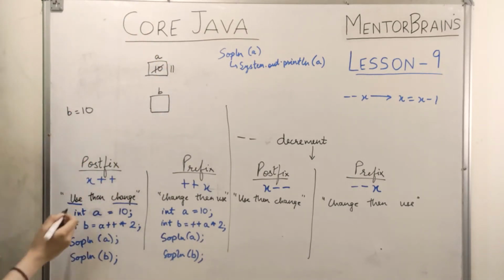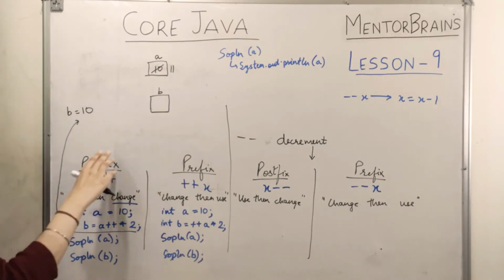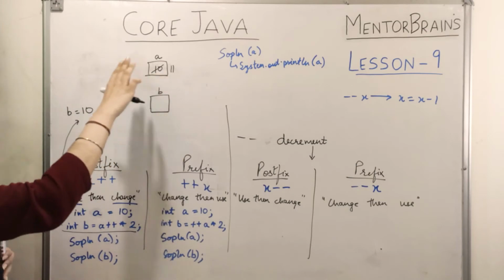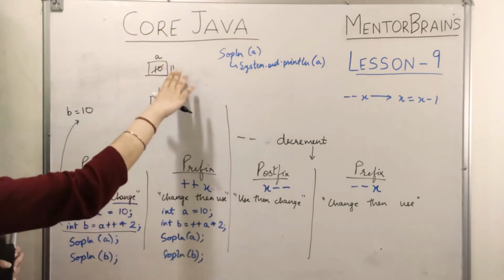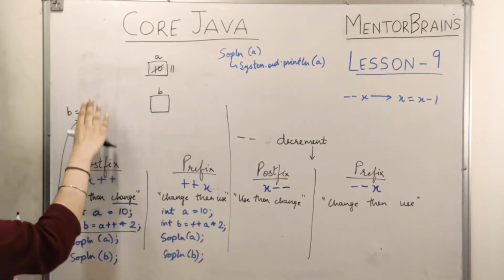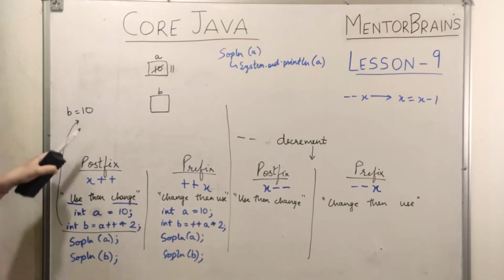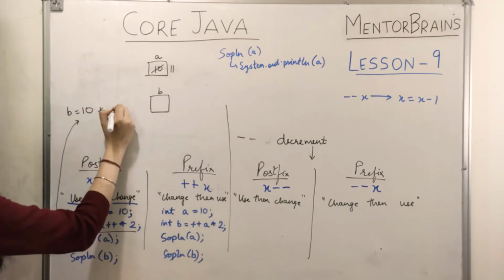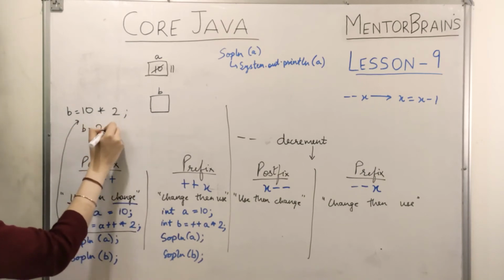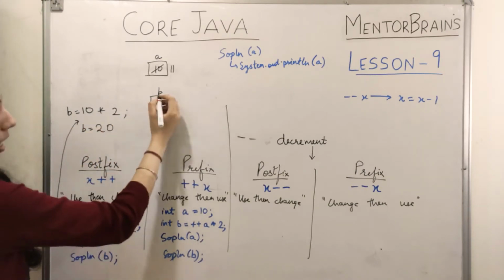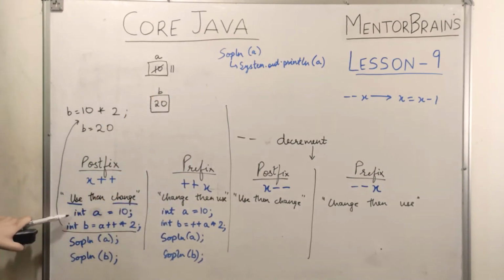But when I'm executing this statement, I'll be using the original value, that is 10, and in the memory it will be changed to 11. In further statements 11 will be used, but in the statement we are executing now, 10 will be used, because the rule is use then change. So 10 into 2, and b's value becomes 20. So the value in the memory location of b will be 20.